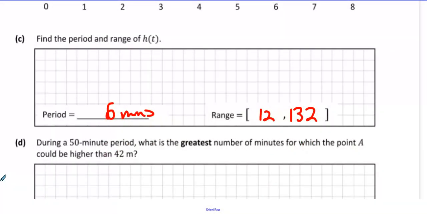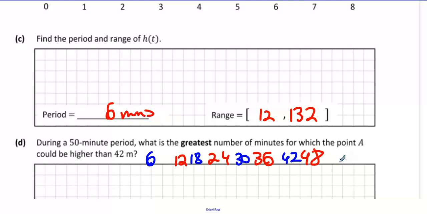During the 50-minute period, what is the greatest number of minutes for which the point A could be higher than 42? 50 minutes is an awkward one, isn't it? Because in a way, the full period is 12, so it's going to be like 12, 24, 36, and 48. So the period is actually 6. Is that right with you guys? 6, 12, 18, 24, 30, 42.